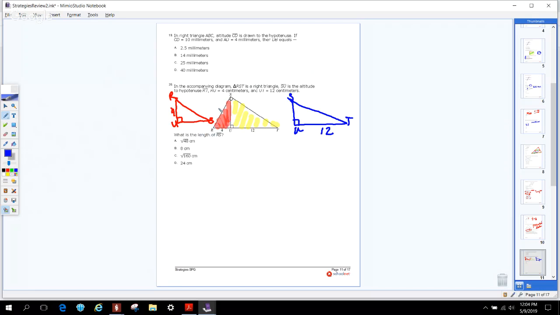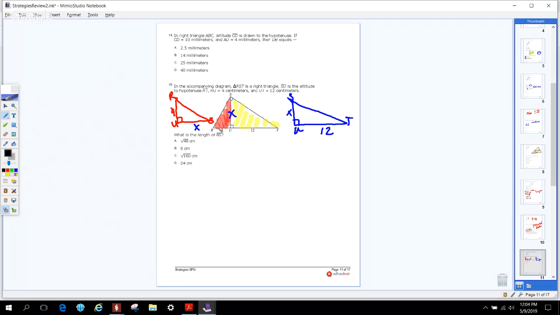So this question is more like what you might see on the district assessment. But the first thing you have to do is find this matching side. So here, US over here is X, and US up here is X. So now we're just going to do similar triangles.